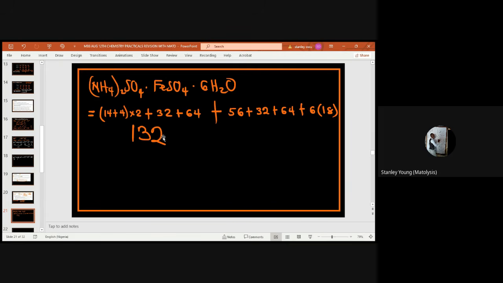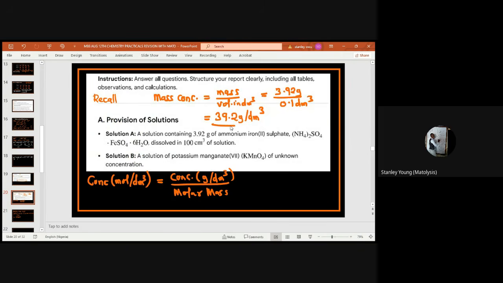Then we can add it together with plus 56. Let's just add it straight. Plus 32 plus 64. Then plus 6 times 18. So that gives us a total of 392 gram per mole. Okay. So that is in line with the information supplied here. They gave 39.2.